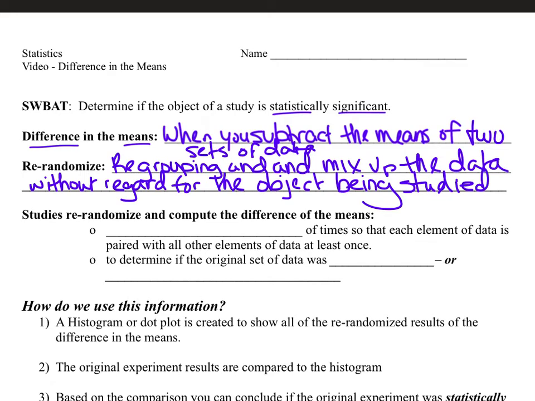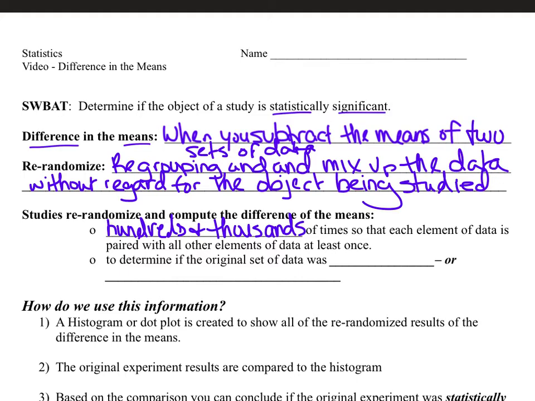Okay, so you re-randomize and compute the difference of the mean. You re-randomize them hundreds or thousands of times. You take every person or every object, whatever you were studying, you take that piece of data and mix it up, and you don't care where it is. So that each element of data is paired with all elements at least once. So you're basically finding the average of all the pieces, all possible different ways.